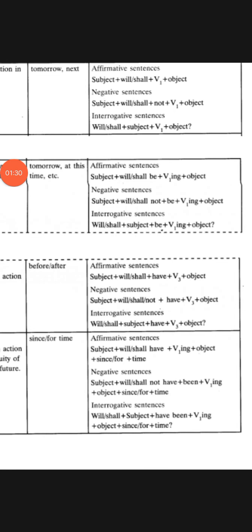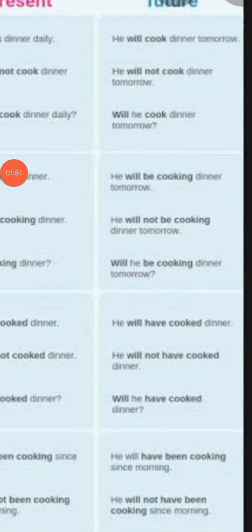Now for the negative sentence, the rule will be very simple. Just after the helping verb, there will be not. It means subject plus will/shall plus not plus verb first form plus object. So your example will be: he will not cook dinner tomorrow.